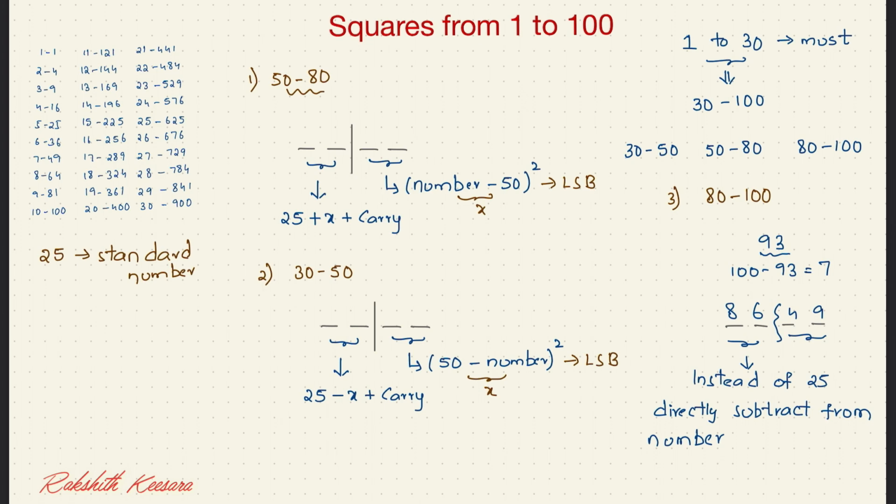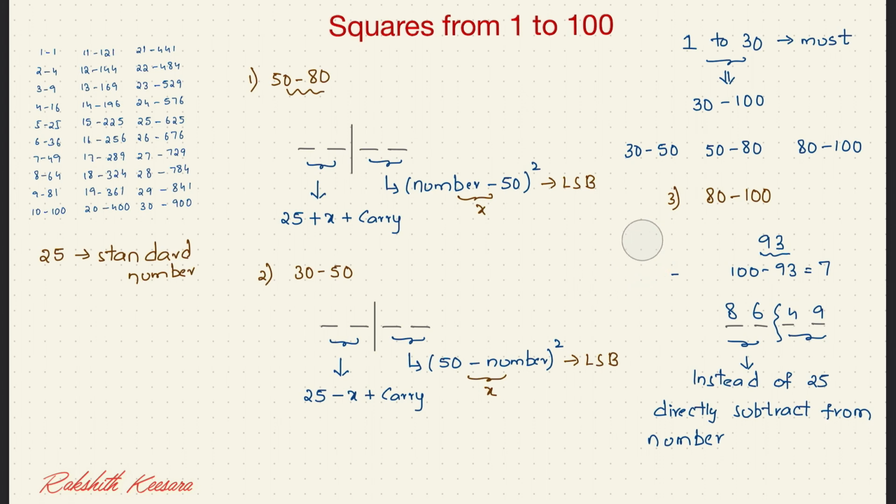Now let me take another example. Let us say 97. 4 digits. It is differed from 100 by 3. So 3 3 is a 9, 09. 97 minus 3 is 94. 9409. Simple, right?